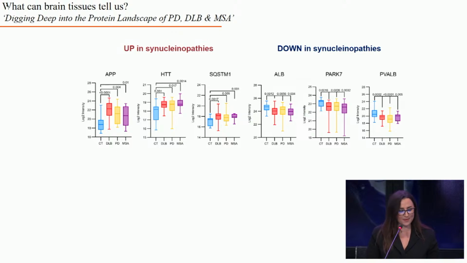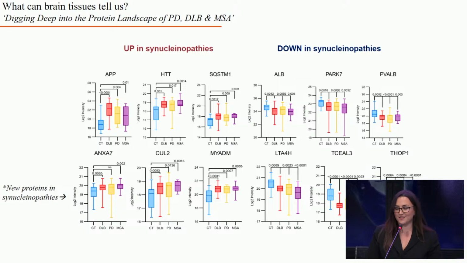However, the real power of mass spectrometry is identifying new proteins that have not been previously associated with the disease. And we identified them. Examples include annexin A7, CLIC2, and MYADM, which we found were all increased in all three diseases and had not been previously associated with all three synucleinopathies. We also found some interesting proteins like THOP1. This is a protein that actually breaks down aggregates.